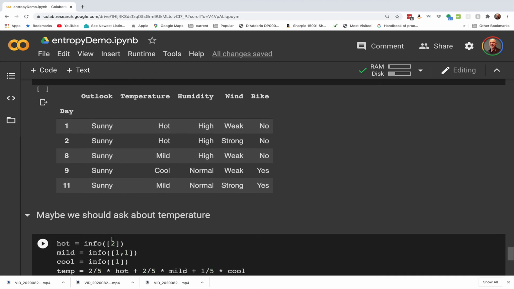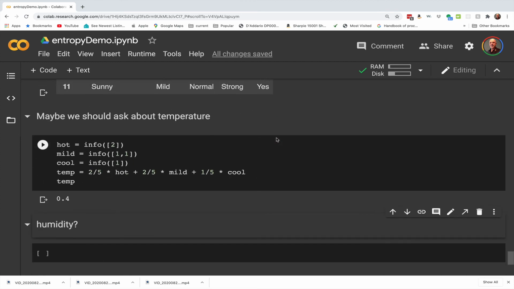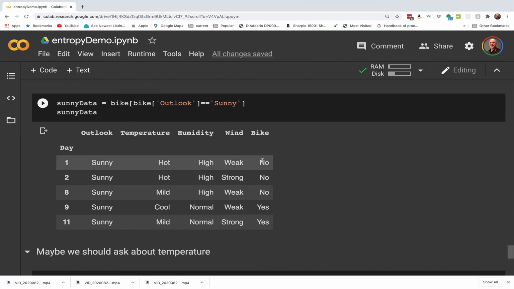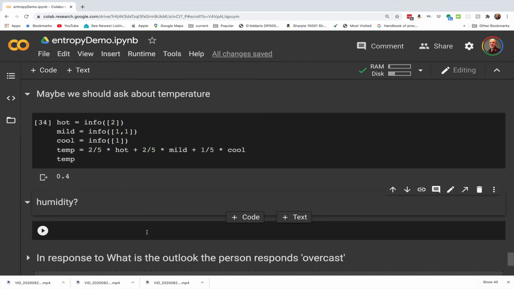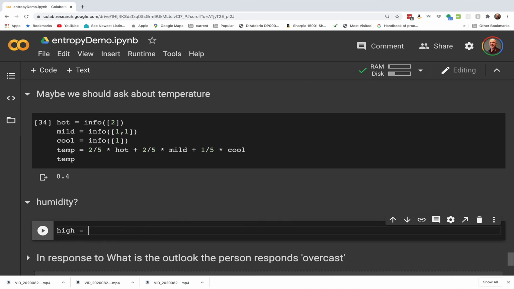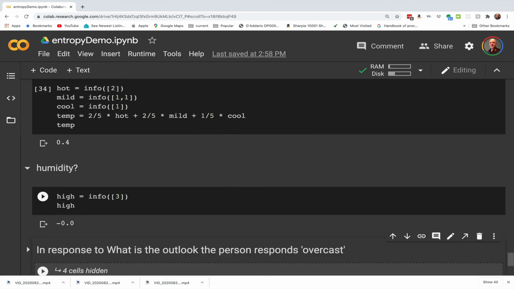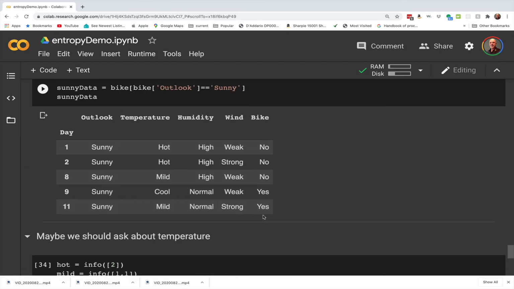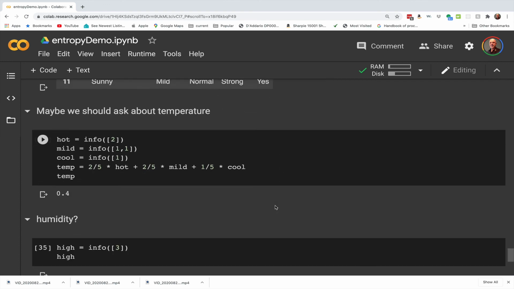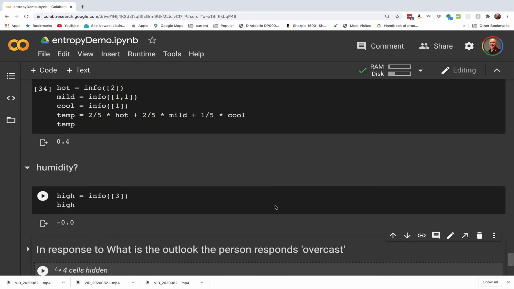So I'm looking up here again. We have 3 with high humidity, and when the humidity is high, the person doesn't mountain bike. All right, so let's do that. High equals info 3. Let's just print out what that is. That's 0. And when it's normal humidity, the person mountain bikes. Well, it's going to be the same. It's going to be 0. So the entropy there is 0.